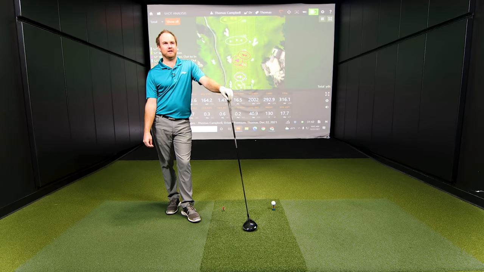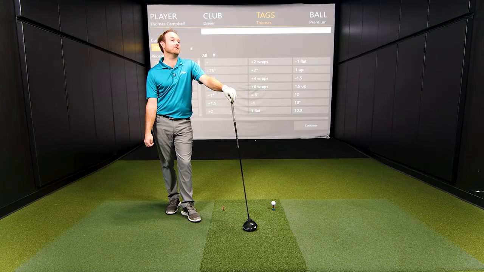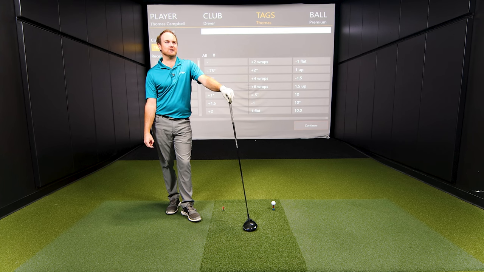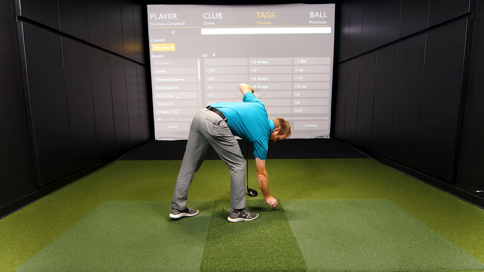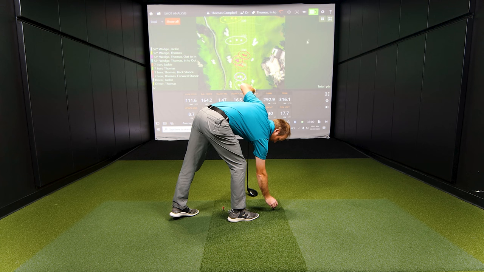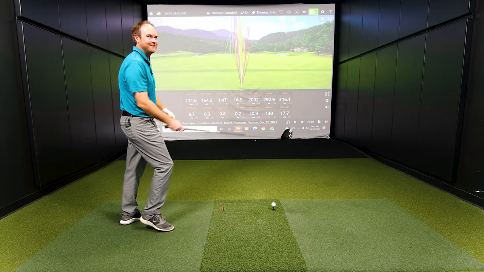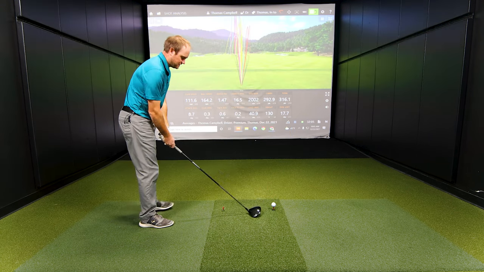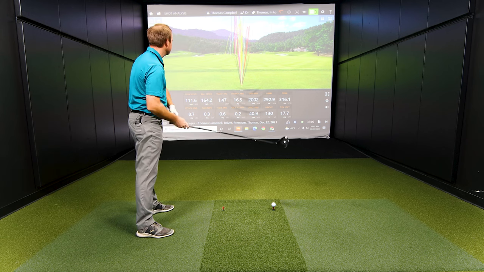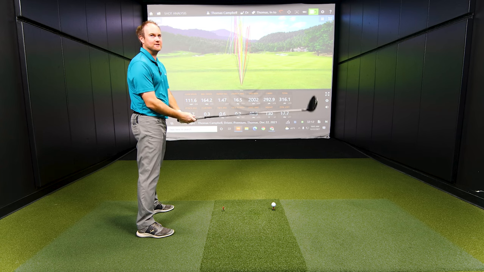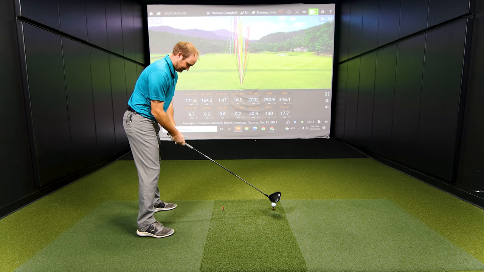Speaking of fades or slices, let's play around with this. Let's see what happens if I hit down on the ball first and then cut across it, and see what happens to my distances with my driver. Okay, sounds good. So in to out. I'm going to lower the tee height a little because I don't want to sky my driver, move my ball position a little further back in my stance, and try to cut across it a little bit. I'm going to guess that I'm going to lose some distance. I would guess that too.